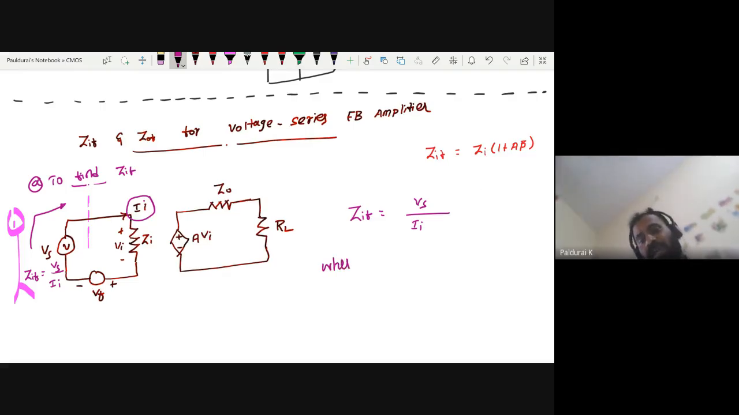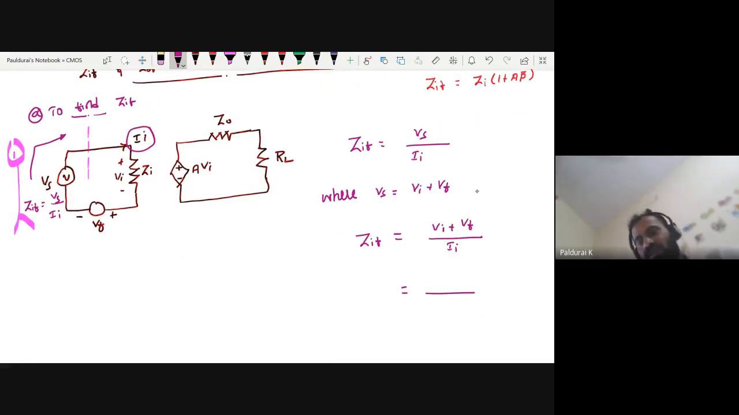Apply KVL at the input loop. So a lot of times we have come across this equation, Vs equal to Vi plus Vf. Therefore, my input impedance with feedback is Vs, Vi plus Vf divided by Ii. Okay, what is my Vf?